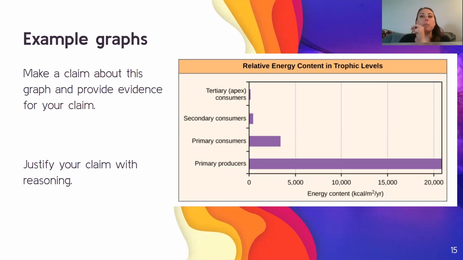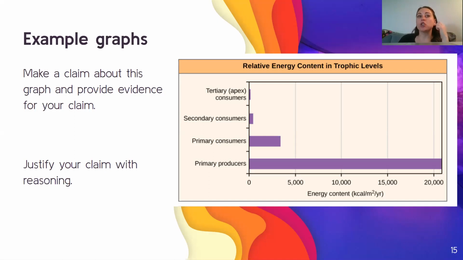Okay, so we want to make sure that they're going to give you some what we call low-hanging fruit, some easy points. So that's easy. There's more energy in primary producers than there are in tertiary consumers. Primary producers produce over 20,000 kilocalories per meter squared per year, whereas apex consumers only have about 1 kilocalorie per meter squared per year. Now, my second part asks me to justify my claim with reasoning.